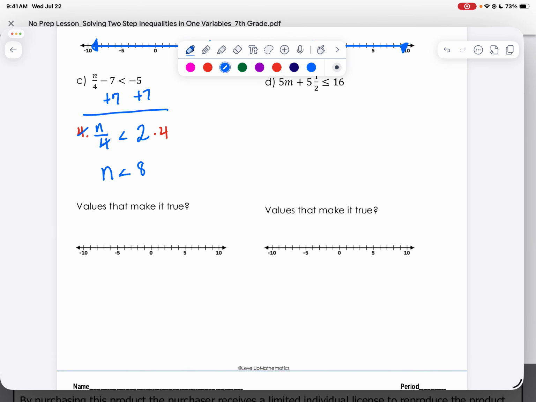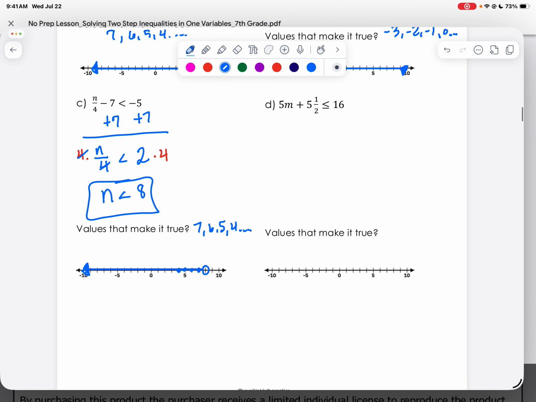So numbers that would make that true, 7, 6, 5, 4, and dot, dot, dot, dot. So I'm going to draw an open dot, 6, 7, 8, at positive 8, and then filled in dots for my solutions, and then I'll shade my number line to the left. Remember, less than, you shade to the left. Oh, let's box in our solution.